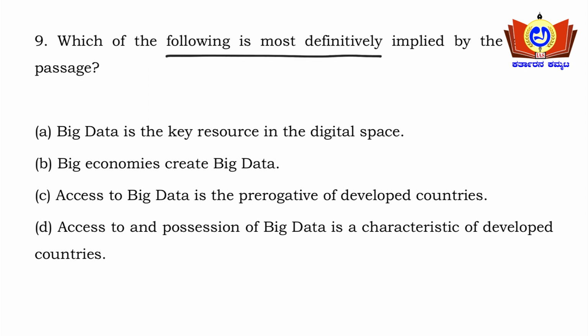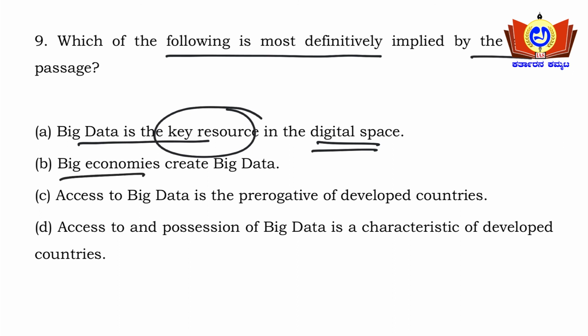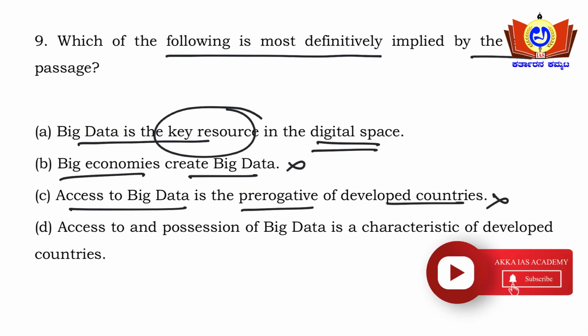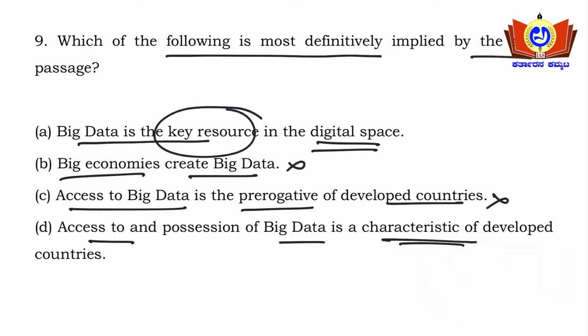Which one of the following is most definitely implied by the above passage here? Big data is the key resource in the digital space. This is the possible answer, my dear friends. Big economics create big data. No, this is wrong here. Access to big data is the prerogative of developed countries. No, wrong here. Access to and possession of big data is characteristic of a developed country. Okay, access to and possession of big data is a characteristic of a developed country, and big data is a key resource in the digital space.